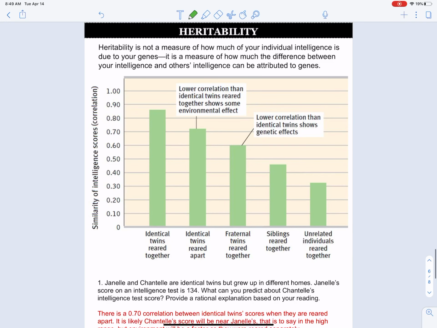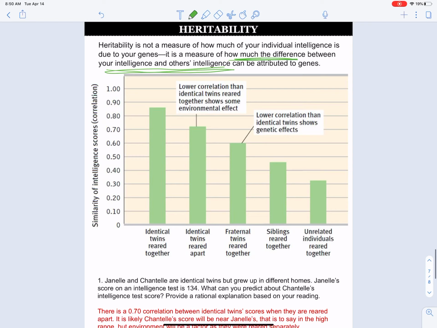Okay, heritability. Heritability is a measure of how much the difference between you and others can be attributed to genes. So, for example, that's what I really want you to memorize for heritability. It's how much of the difference can be attributed to genes.